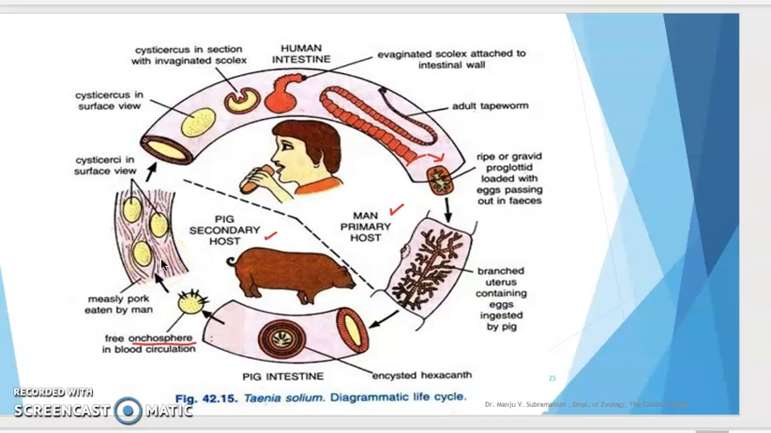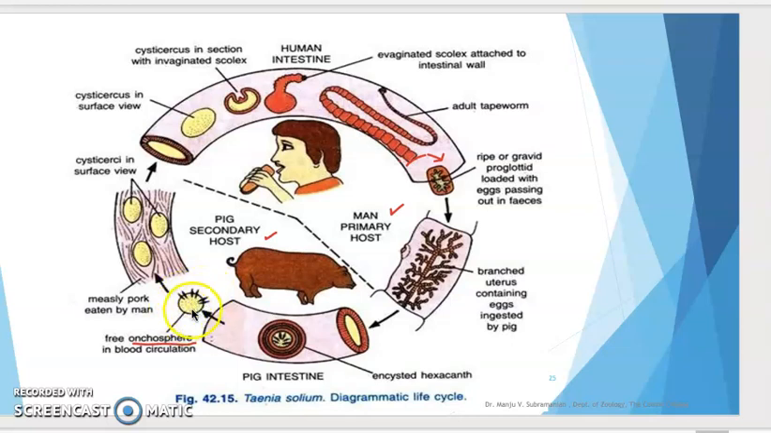So I'm going very slowly just to make you understand how the cycle is taking place. This hexacanth embryo gets released with the help of the gastric juice present in the intestine of the pig, and with the help of these hooks it clings to the wall of the intestine, and it bores into the wall of the intestine and reaches the bloodstream.